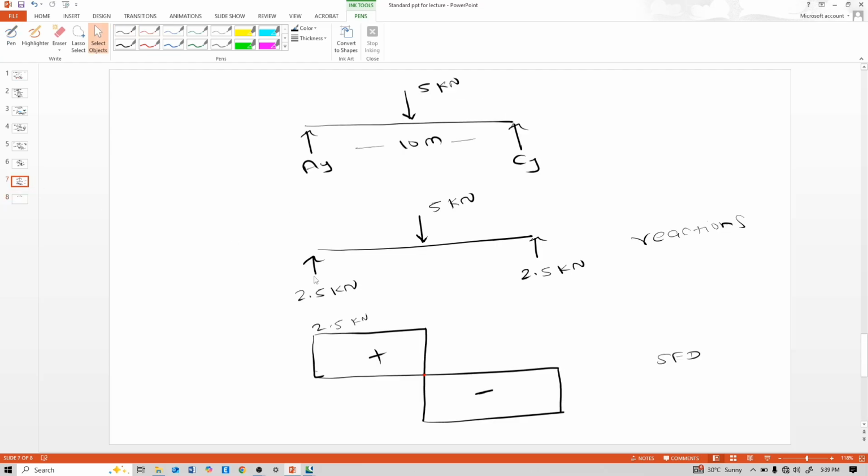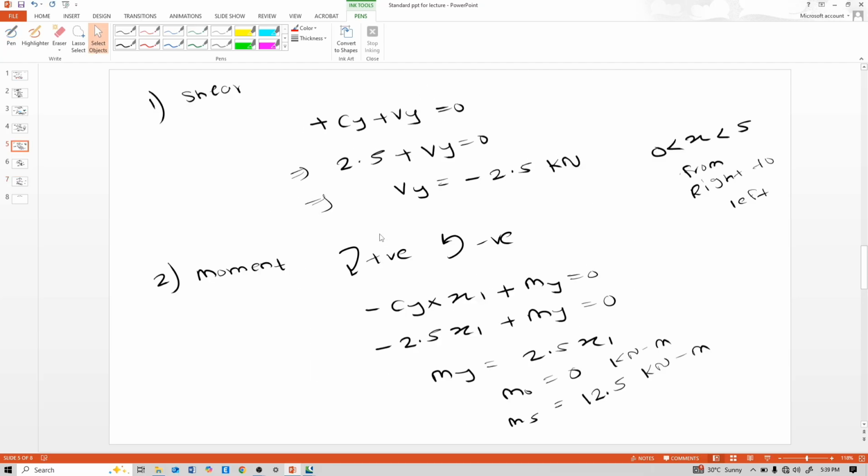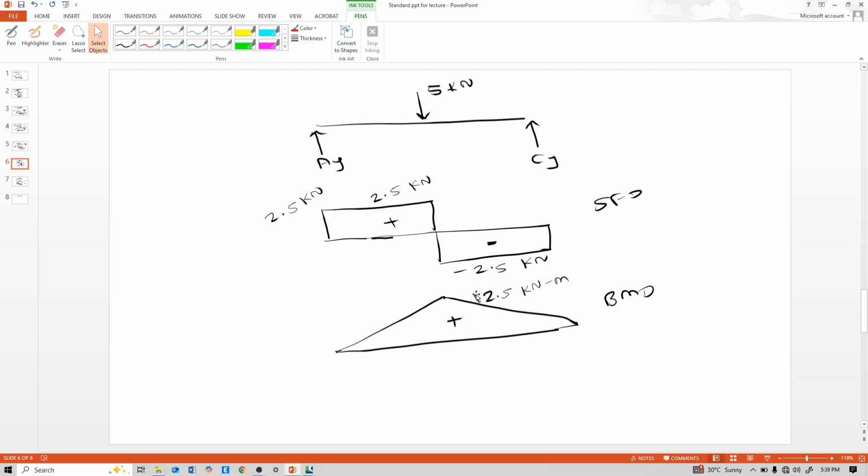See, this is 2.5 and we need to take moment here at this point. We consider clockwise positive, and this distance is 5 meters, so 2.5 into 5, that means this is 12.5.